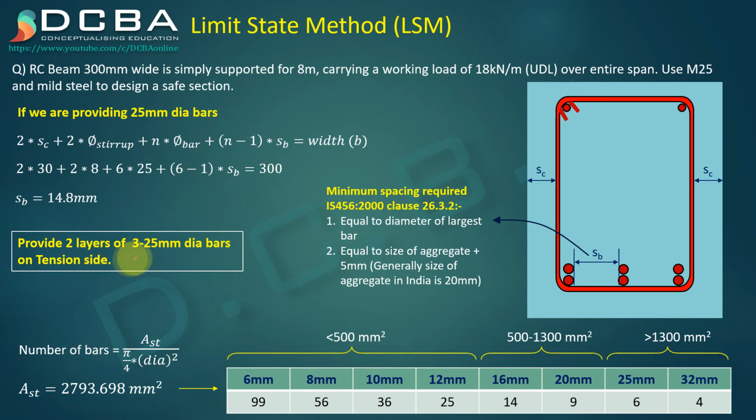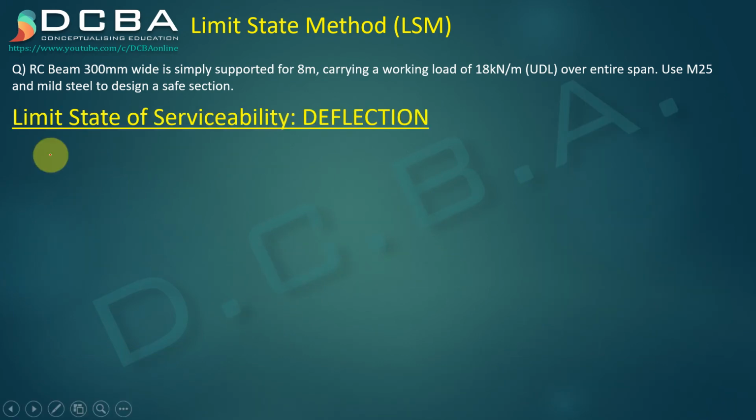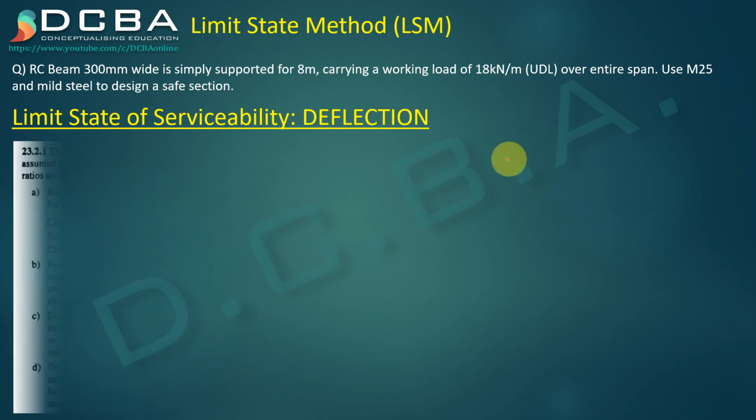So provide 2 layers of 325 mm dia bars on tension side. This is one. Or you can provide 4 32 mm dia in 1 layer. So either of both you can do. Now, limit state of serviceability, deflection. We are done with the limit state of collapse, flexure. Now we have to satisfy this limit state of serviceability, deflection.